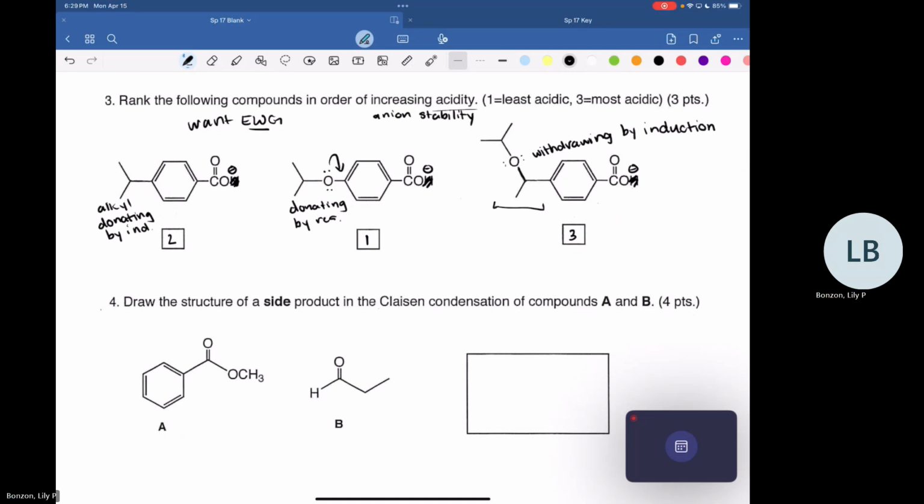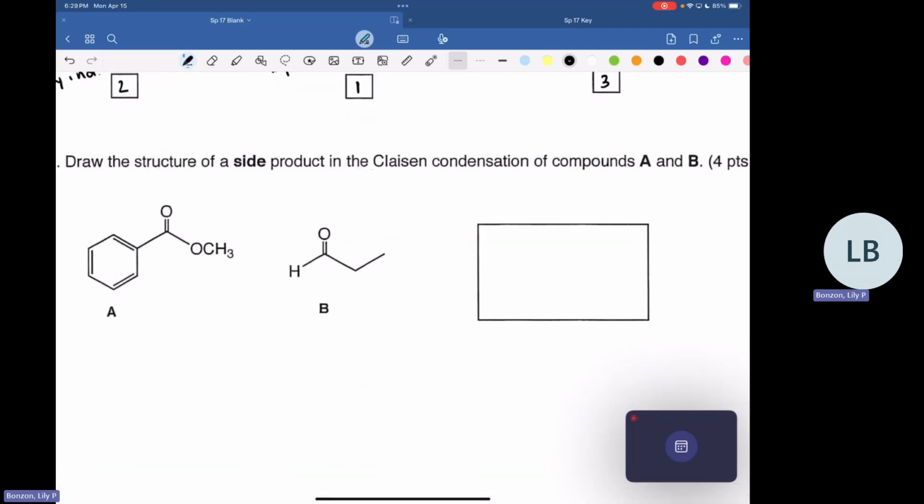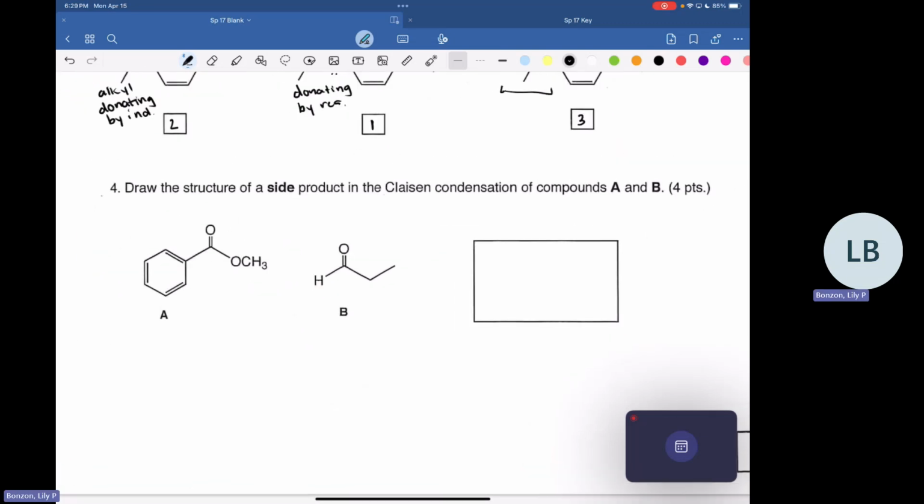Okay. All right. Got a free response short answer question. We love those. So we have a side product. We're asked to draw a structure of a side product in Claisen condensation. So Claisen condensation is going to be one of those reactions where we deprotonate an alpha hydrogen, and then we attack a carbonyl. Deprotonate, I spelled that wrong.